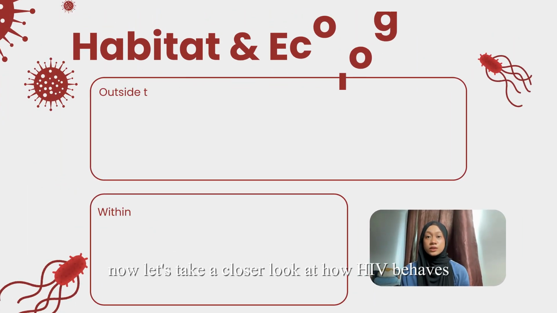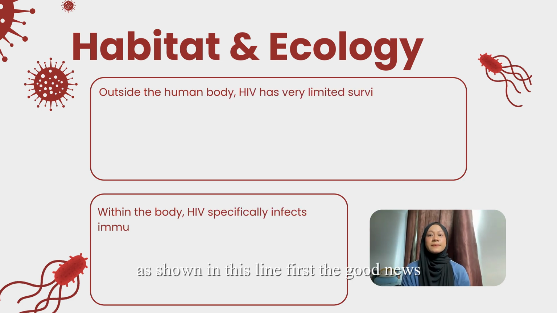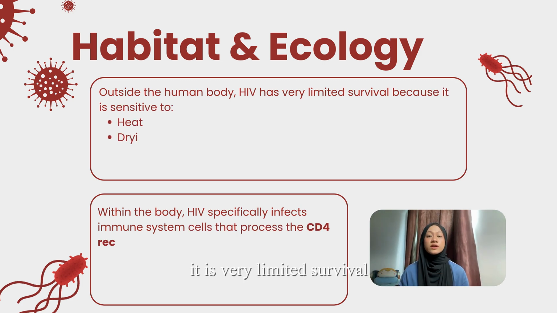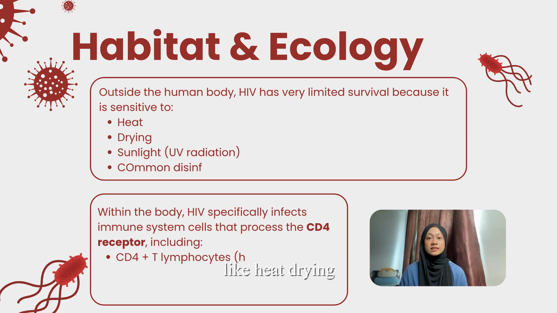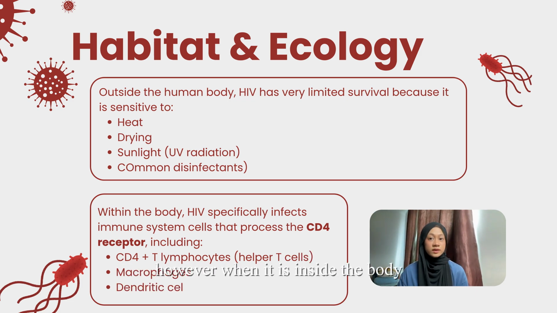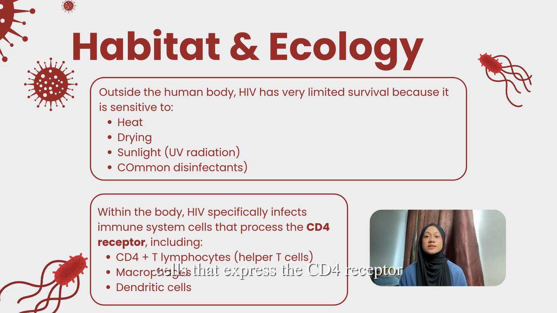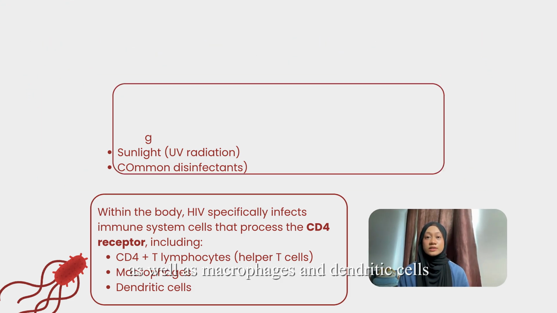Now, let's take a closer look at how HIV behaves both outside and inside the body, as shown in this slide. First, the good news: outside the human body, HIV is incredibly fragile. It has very limited survival because it is highly sensitive to environmental factors like heat, drying, sunlight or UV radiation, and common household disinfectants. However, when it is inside the body, it finds its specific ecological niche. HIV specifically targets immune system cells that express the CD4 receptor, most notably helper T cells or CD4 plus lymphocytes, as well as macrophages and dendritic cells.